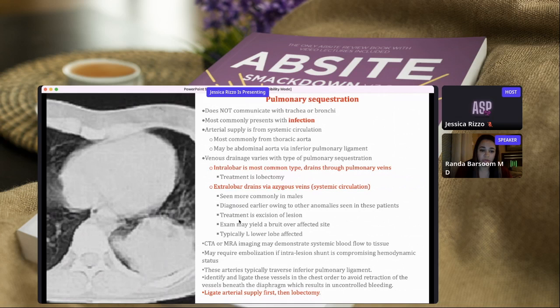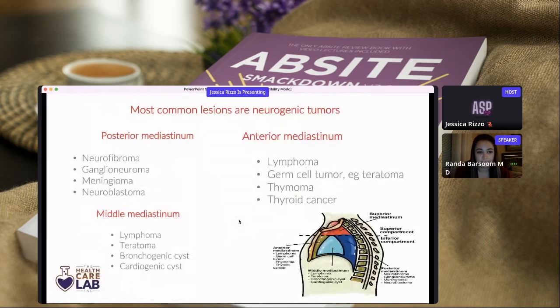Love to test. So these do not communicate with the trachea or the bronchi. They actually usually present as an infection. They look very scary, especially on imaging. There is arterial supply as well as venous drainage from both of these. So intralobar is the most common type and drains through the pulmonary veins. Extralobar will drain through the azygous veins, and I've seen that as a question. And the way to get rid of these is also a resection, and you make sure you ligate the arterial entry first and then do a lobectomy. Next.